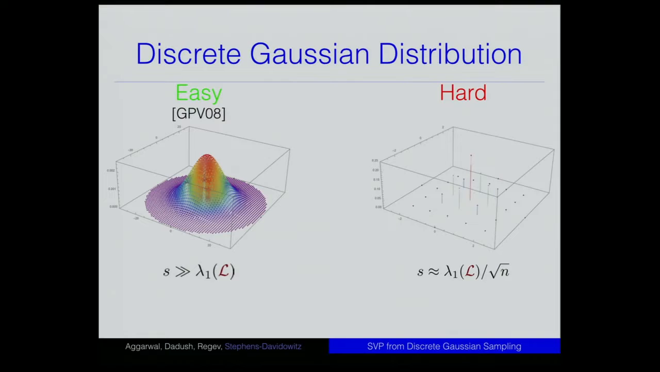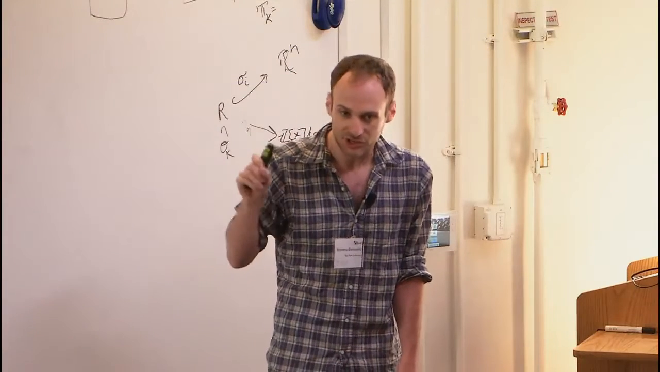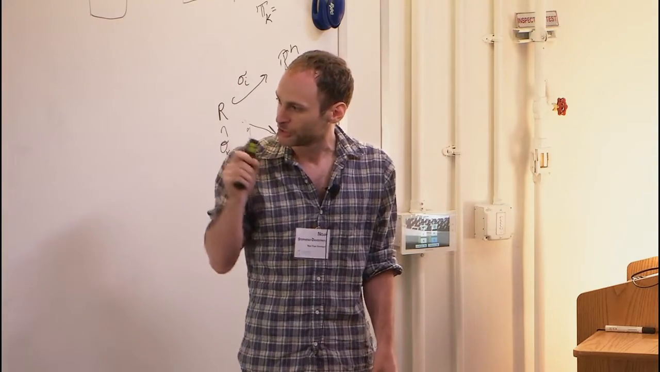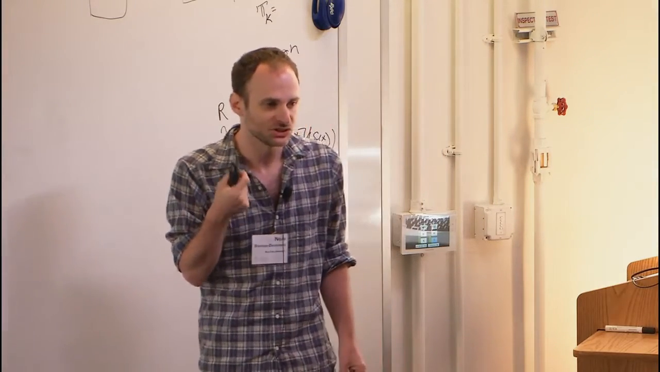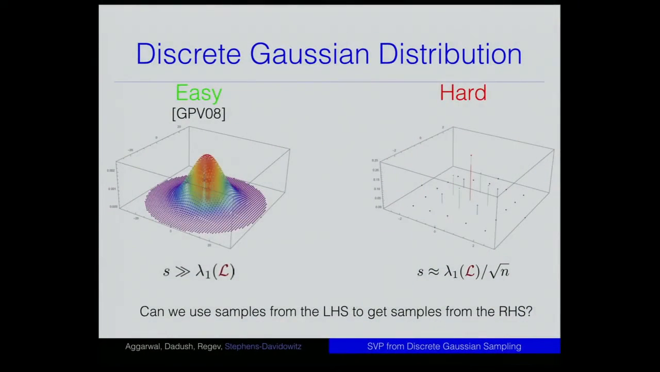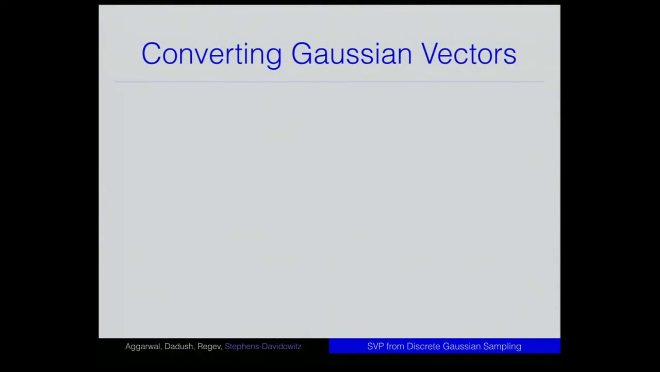But good question, yeah. So just to hammer this home, this nice, smooth, pretty distribution is easy to sample from. This weirder distribution is hard to sample from because it has a much lower parameter. And there's a natural question, which is, can we use samples from the right-hand side, or your left-hand side, to get samples from your right-hand side? So this is going to be our goal, right? We'll call this converting Gaussian vectors, by which I mean lowering the parameter. And we're going to do this incrementally.